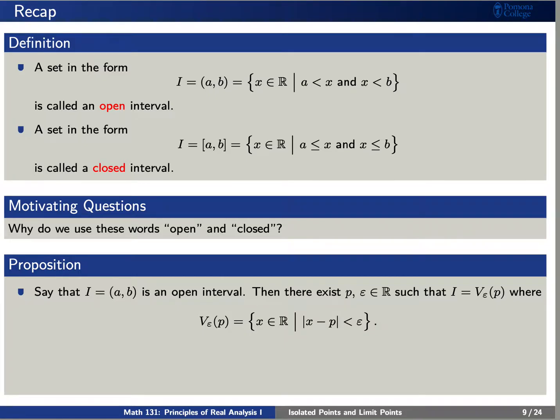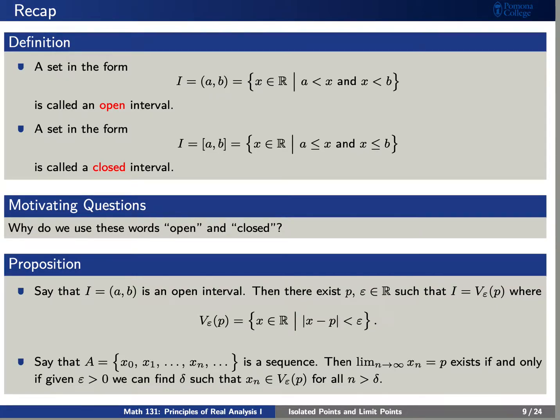Let's say that (a, b) is an open interval. Then there exist real numbers p and epsilon such that I, our open interval, is V sub epsilon of p, where V sub epsilon of p is the set of real numbers x such that in absolute value x minus p is less than epsilon. Let's say that A is a sequence consisting of numbers x sub n. Then the limit of the x sub n's equals a number p exists if and only if, given a positive epsilon, we can find a delta such that x sub n is an element of V sub epsilon of p for all n greater than delta.